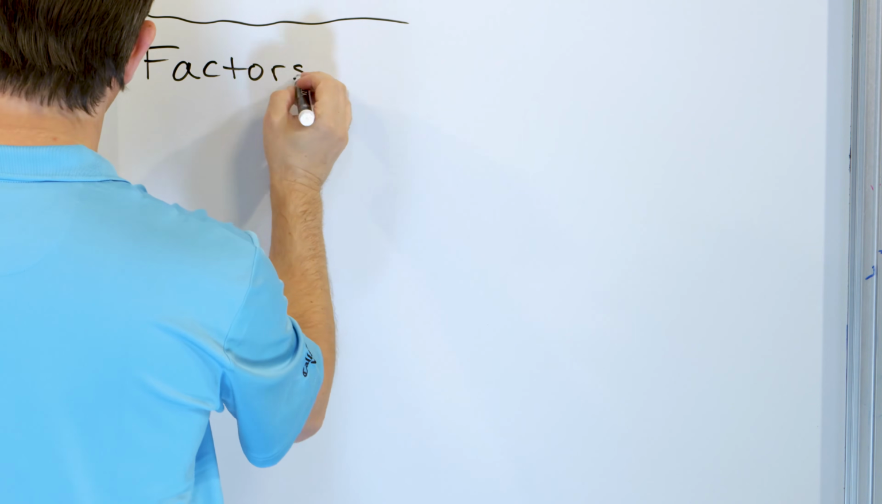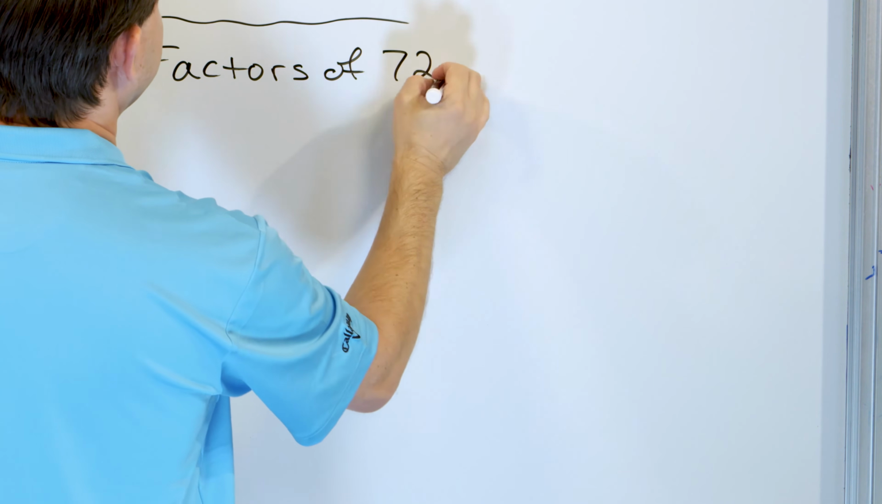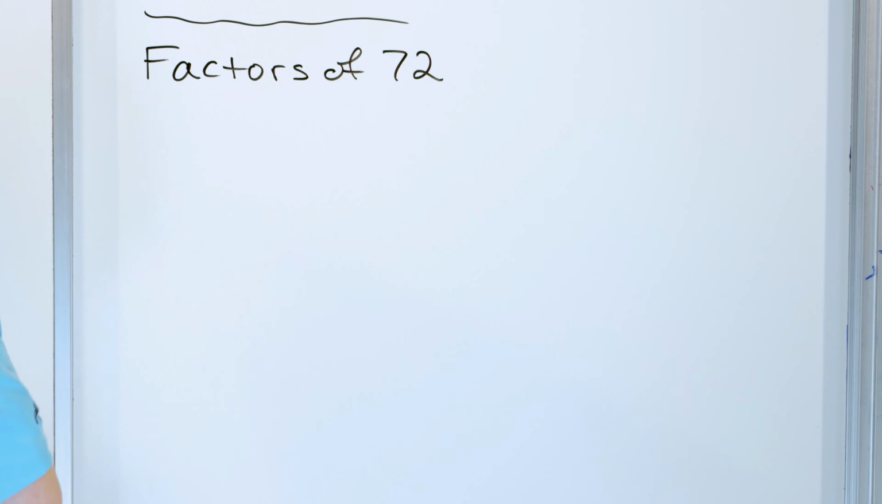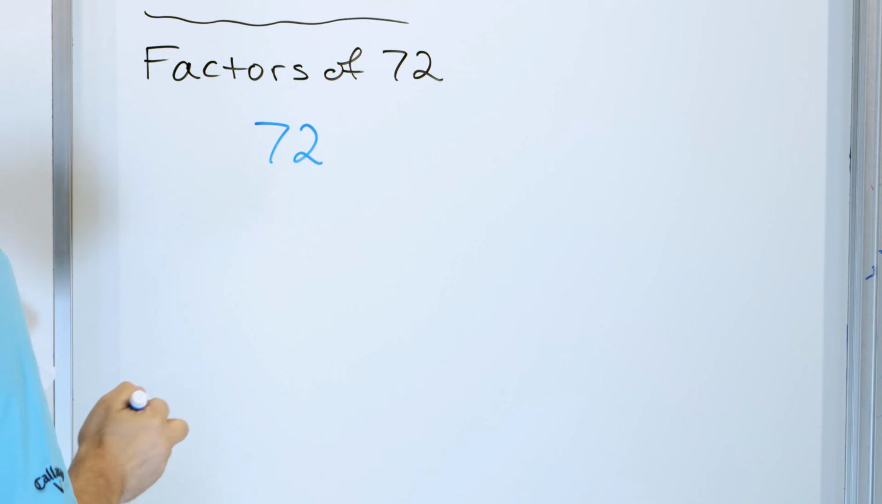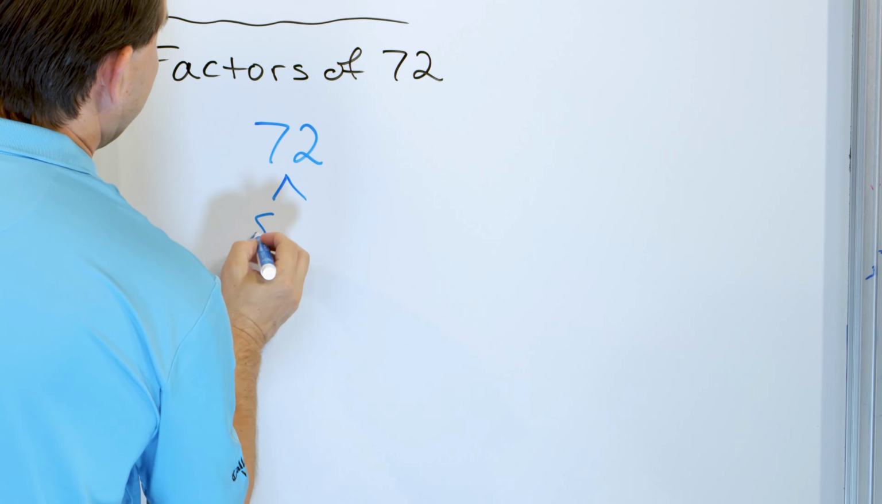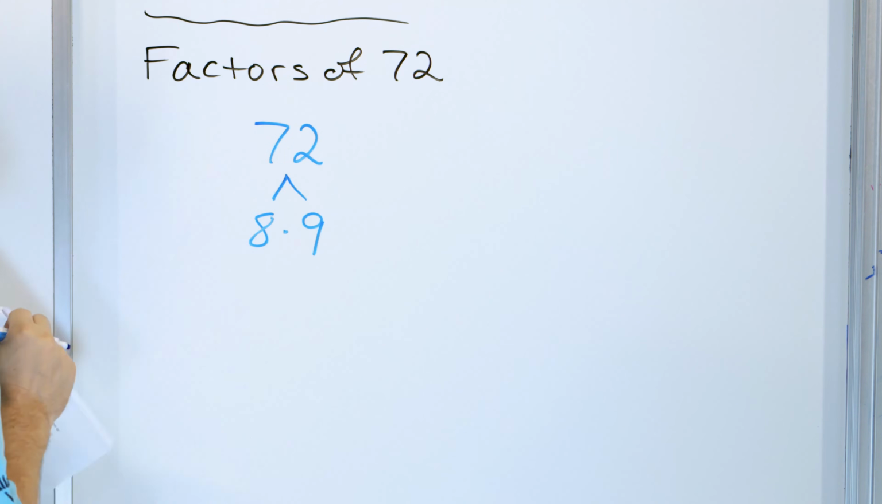All right, the next one we're going to work on is not quite as hard, the factors of the number 72, factors of 72. So let's try to write a factor tree for 72. So what times what is 72? We know that 8 times 9 is 72.